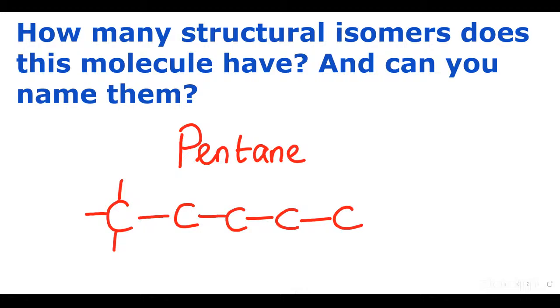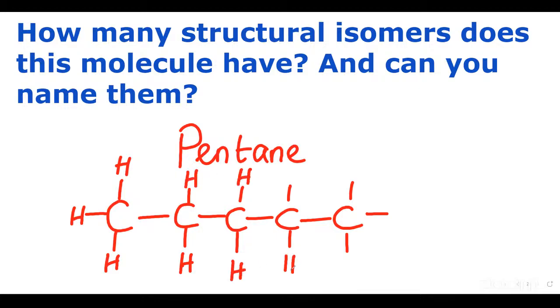so now we would complete the bonds by adding all the hydrogens, okay? So this is why it is a hydrocarbon. Hydrocarbons, we have only carbon and hydrogens in the molecule. So the question still stays the same. What is the structural isomer of this compound?